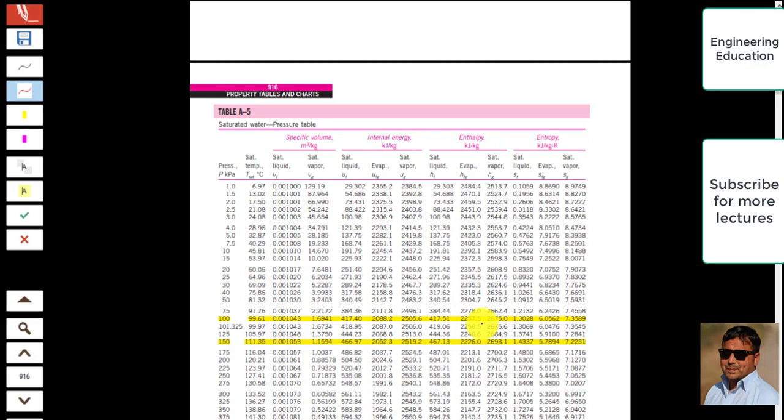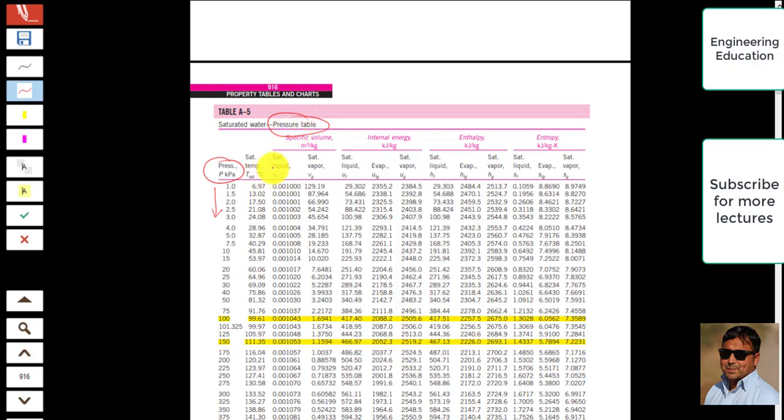Similarly, this table is about the saturated water pressure table. Why is it called a pressure table? Because we have the values of pressure in this column, which is on the very left side, measured in kilopascal. Temperature is measured in degrees centigrade. This is the saturation temperature. We have talked about the saturation temperature and saturation pressure.